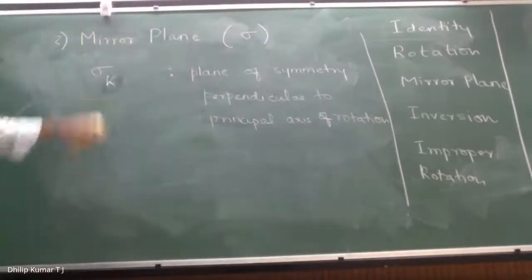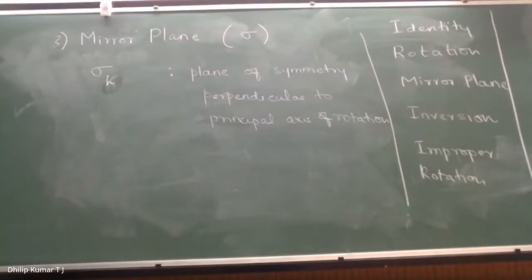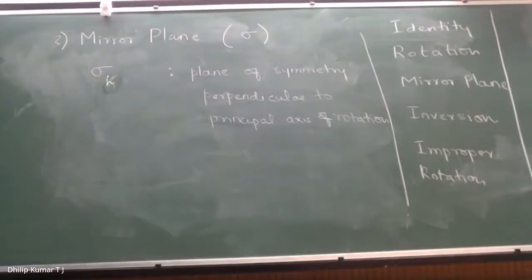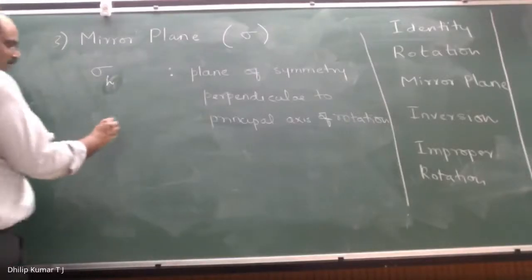Okay, given by symbol sigma h. Yes, any example for sigma h? PtCl4 2 negative, or any symmetrical square planar molecule. Okay, you are talking about a very difficult molecule. I'll just choose benzene.